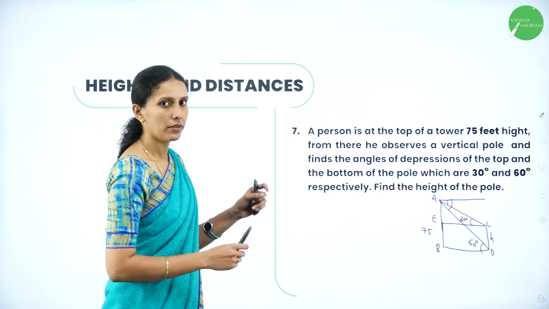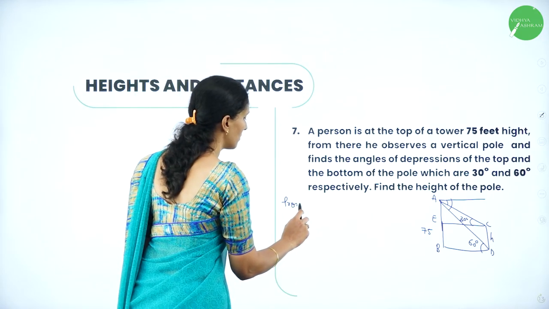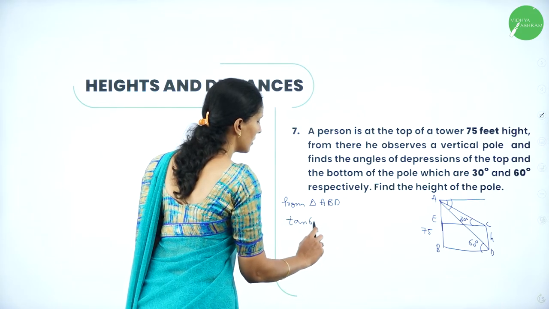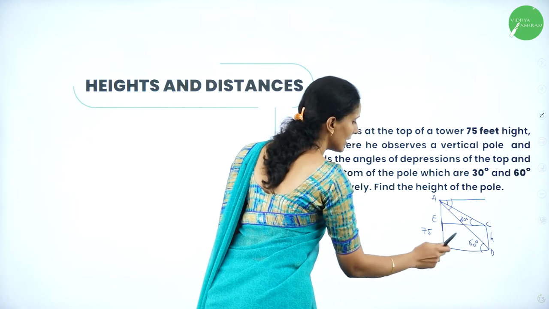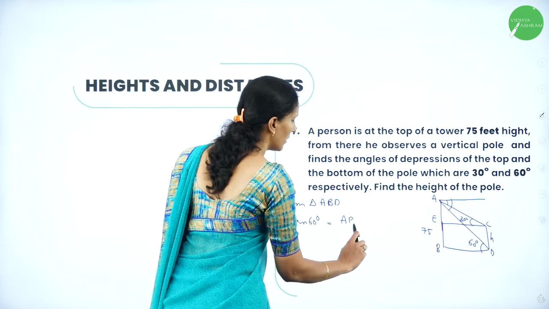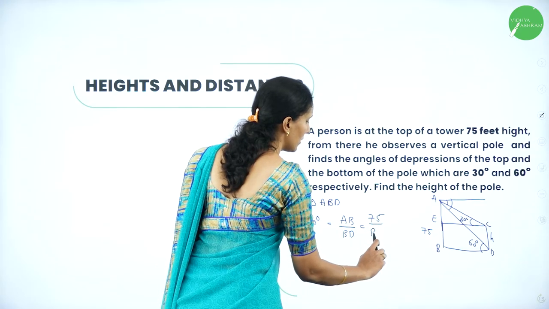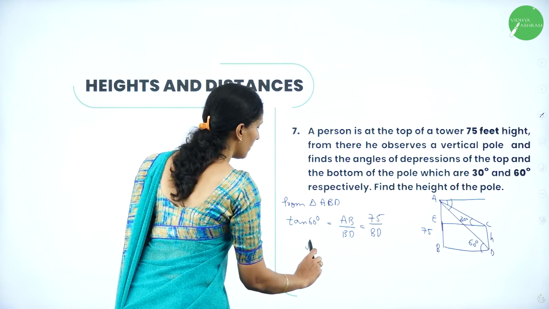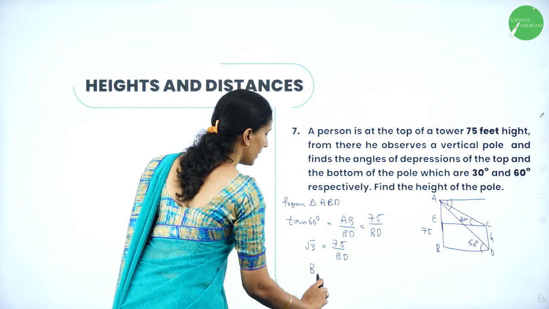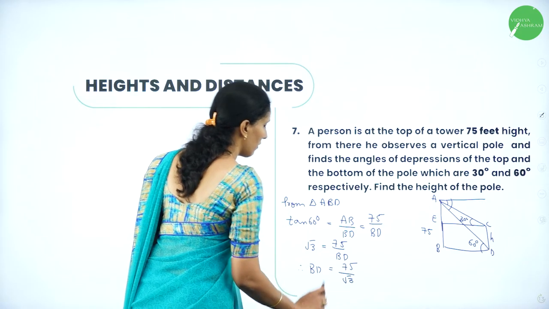So now, again using the concept of the tan theta ratio, from triangle ABD, tan 60 is equal to AB divided by BD, which is 75 divided by BD. Tan 60 is root 3, which is 75 by BD. Let's take the unknown quantity BD, which is 75 by root 3. So, we got BD now.